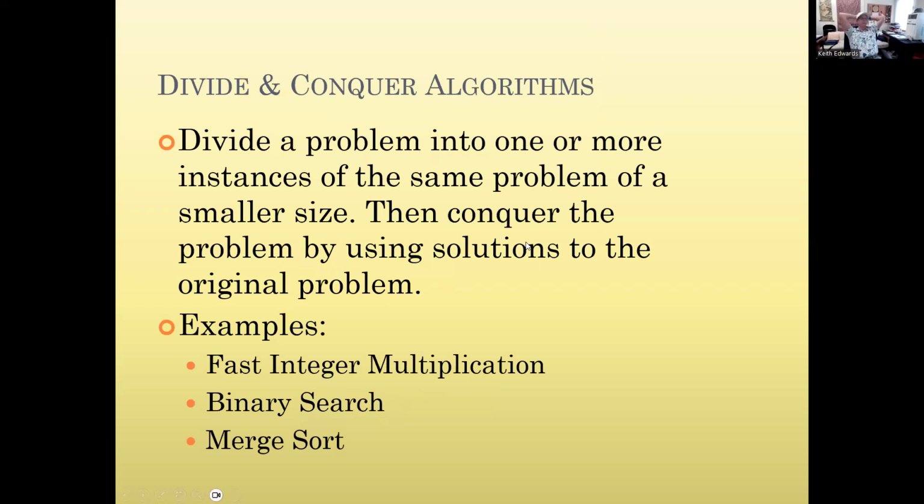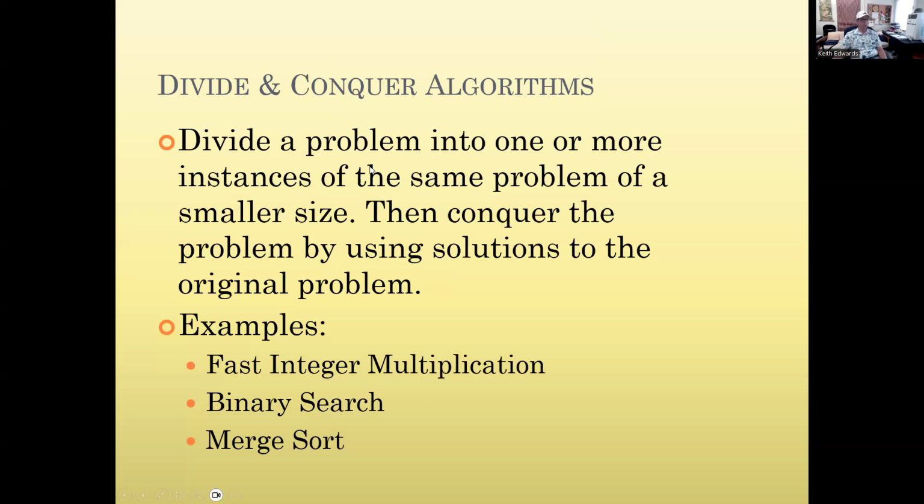So again, the key idea is to divide the problem into one or more instances of the same problem of smaller size, and then conquer that problem by using the solutions to the smaller problems to build back up to the original problem. Some examples of these types of algorithms are fast integer multiplication, binary search, and algorithms such as merge sort.